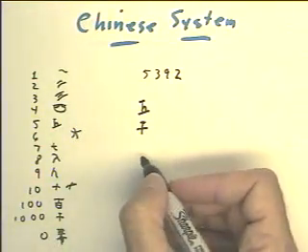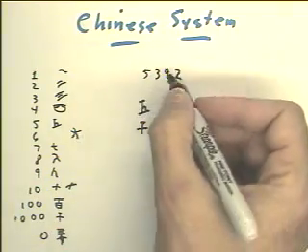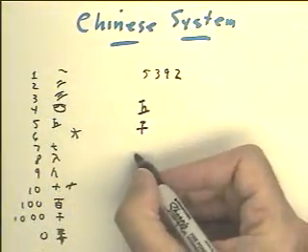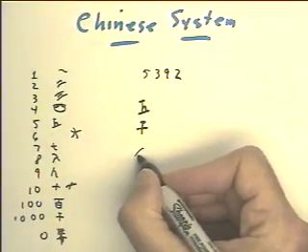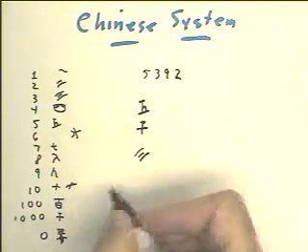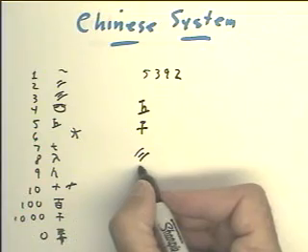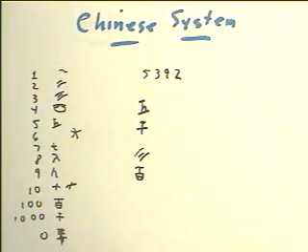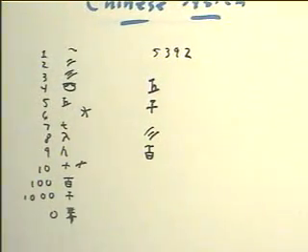And then we have a little space, and we'll draw symbols for 300. We're going to draw the 3 symbol, and then the 100 symbol. Again, as best I can draw it. I'm not going to claim to be a Chinese artist here.